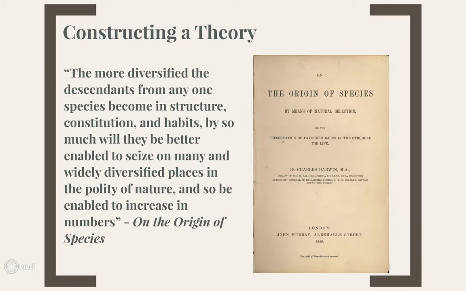Finally, while writing what would become The Origin of Species, Darwin realized the selection advantage that diversified individuals would have, meaning that the 2 extremes of any population would tend to survive. He writes, "The more diversified the descendants from any one species become in structure, constitution, and habits, by so much they will be better enabled to seize on the many and widely diversified places in the polity of nature, and so be able to increase in numbers." Finally, he had his explanation for the various forms of finches and their adaptive radiation, but it had taken him nearly 2 decades to come to this conclusion.